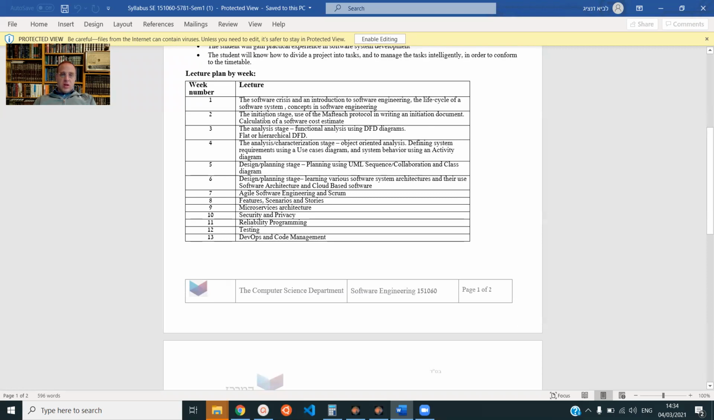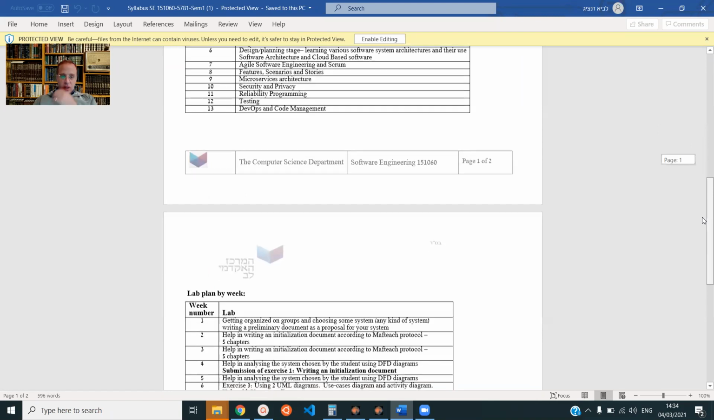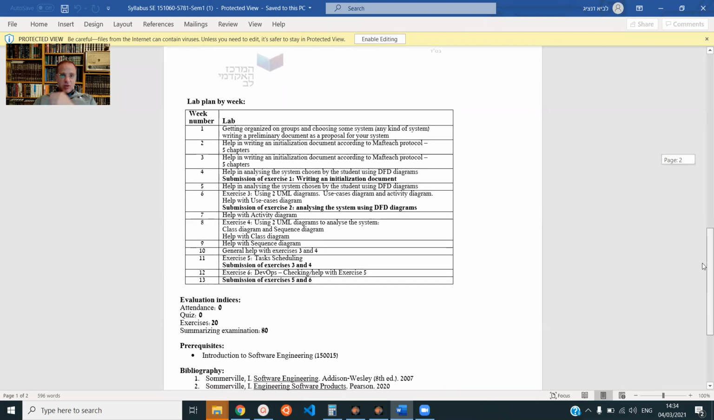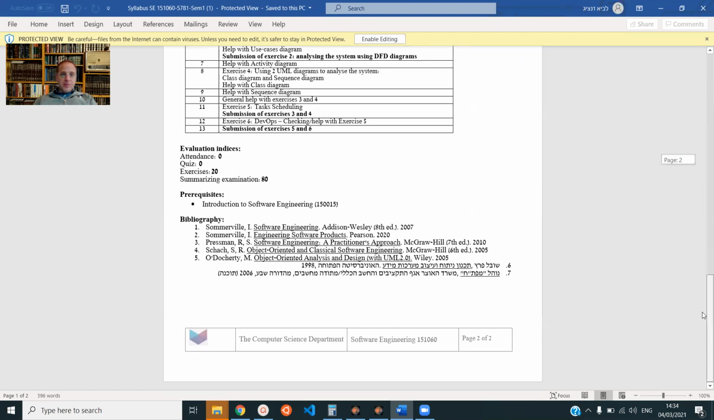So here is the outline of weeks. I changed it a little bit from the Israeli program. The end here is based on a new book that I think is good to go over. This is for the lab here.